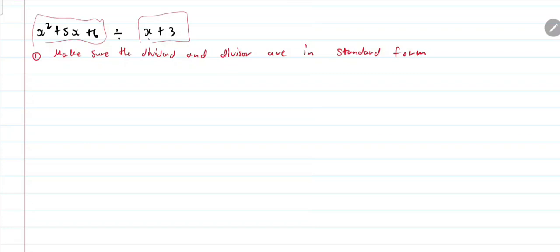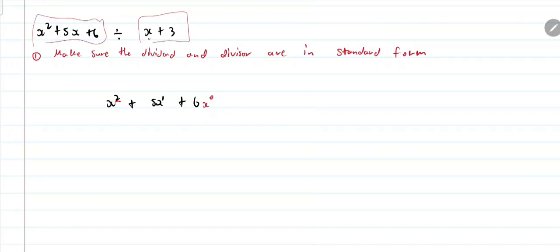Now what do I mean by standard form? I simply mean that the terms of each expression, let's say x squared plus 5x plus 6, the dividend, must be arranged so that the power of x will be in descending order. If you look at the power of x, we got 2. We then go to 1, and then finally we have x to the power of 0 here. So we move from 2 to 1 to 0. Powers are in descending order.